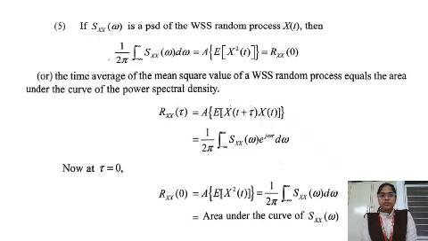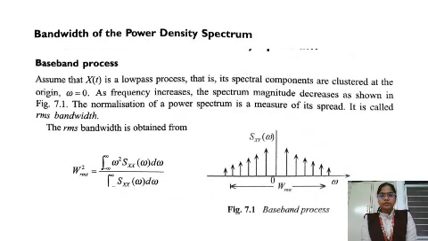If Sxx of omega is the PSD of a stationary random process x of t, then 1 by 2 pi times the integral from minus infinity to infinity of Sxx of omega d omega is equal to E of x squared of t, which is equal to Rxx of 0. Or, the time average of the mean square value of a stationary random process equals the area under the curve of the power spectral density. And this is the bandwidth of the power density spectrum.